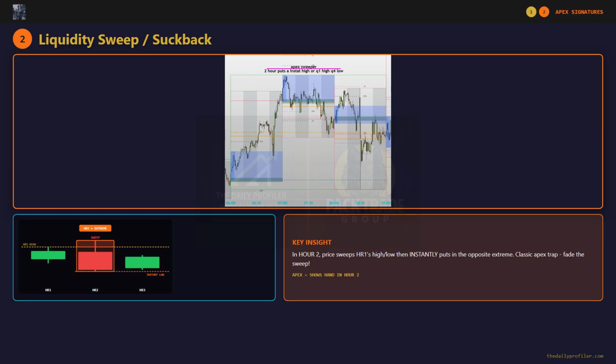Second signature. The sweeper in hour 2. This is the classic trap. In hour 2, price sweeps hour 1's high or low, then instantly puts in the opposite extreme.